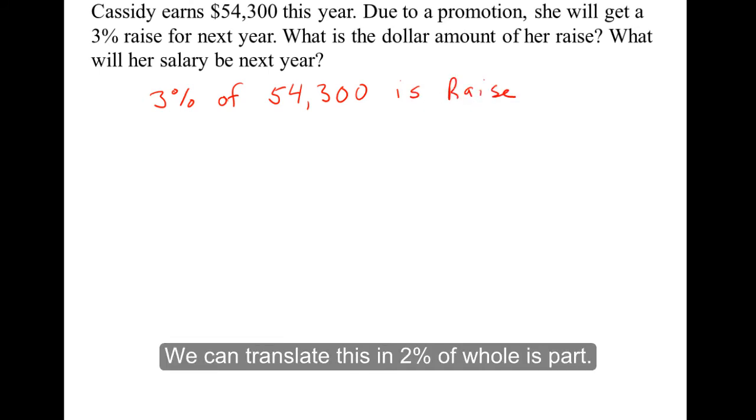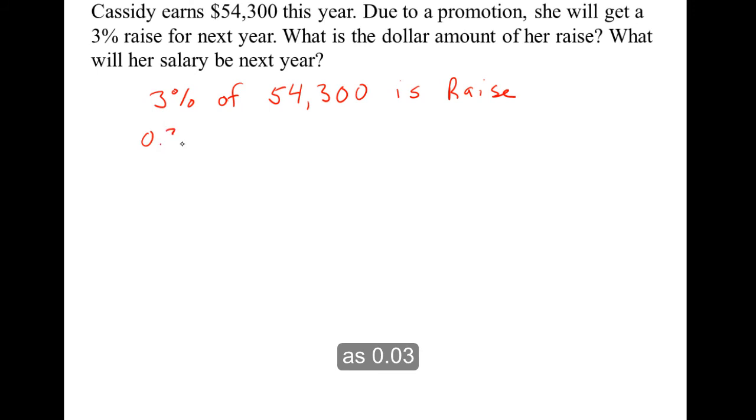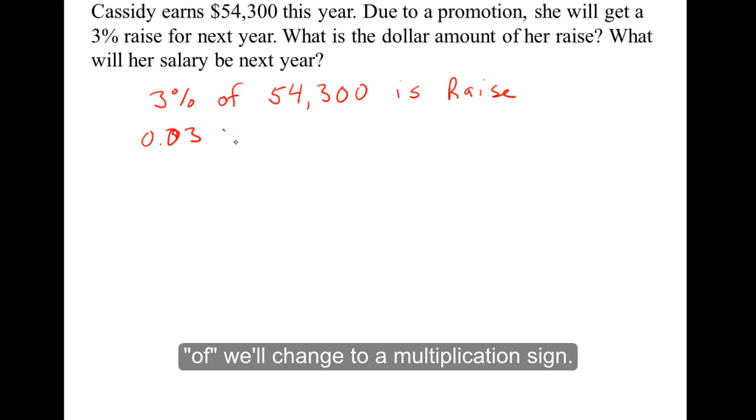We can translate this into percent of whole is part. We know our percent and we'll write it in decimal form, moving the decimal place 2 places to the left as 0.03. Of, we'll change to multiplication sign.